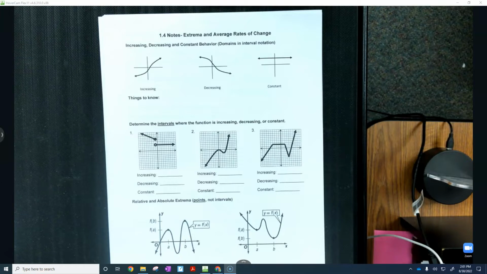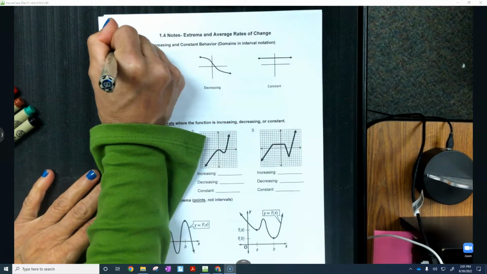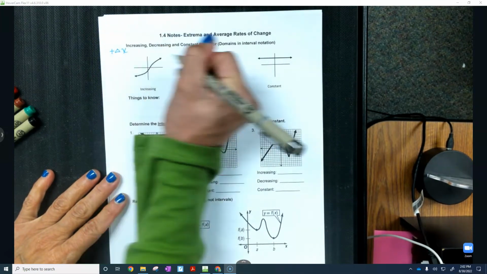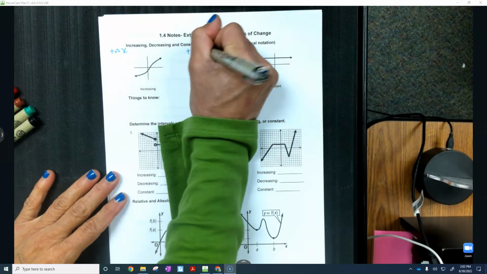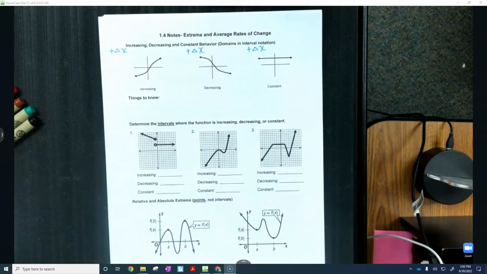So guys, let's pretend that I'm walking on an x-axis. As I'm walking to the right, what's happening to the x-coordinates? Are they getting larger or smaller? They're getting larger. So when we talk about how a graph is increasing, decreasing, or staying constant, the x values are always increasing. We're always going to have a positive change in x for every single one of these, because we are reading a graph like a sentence from left to right.